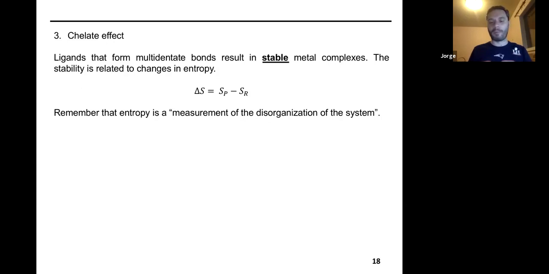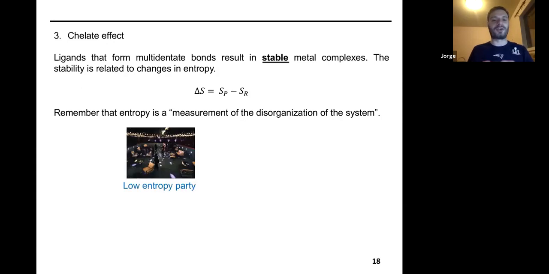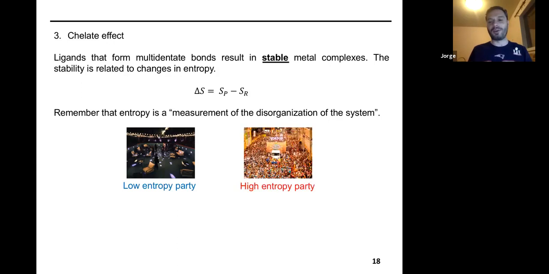So we can compare that with the number of people in a given space. So for example, this very sad party here, that's very empty. So that's a low entropy party. And on the other side of the spectrum, you have all the happy people here. So this is pretty crowded. It's a lot of people around. That's a high entropy party.